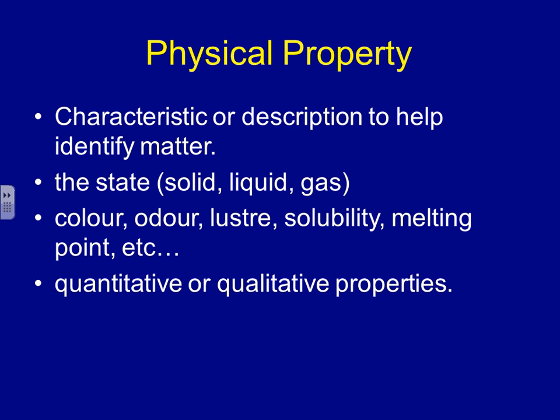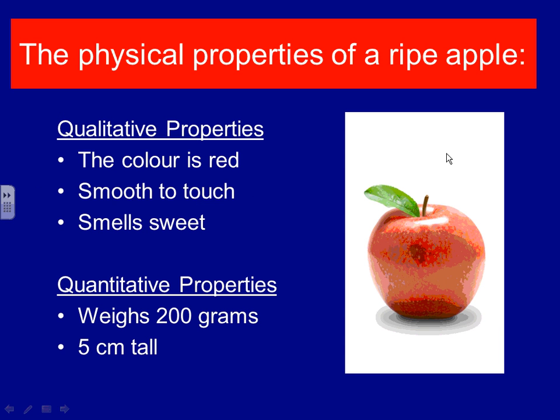So we can use our senses. It usually just involves a description of what we sense, right? So it's a description using words of what we sense, as opposed to a numerical representation of a value, all right? Okay, good stuff. Don't write this down. Again, examples. Physical properties of a ripe apple. Qualitative properties.